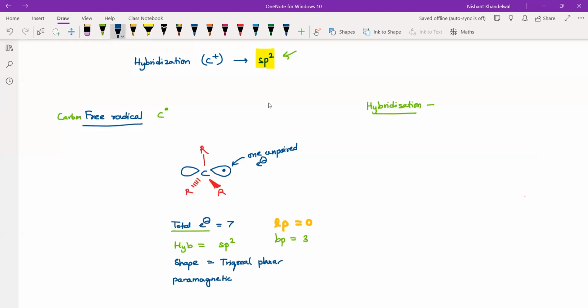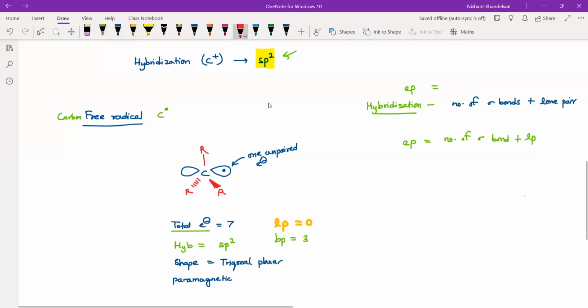You have to count the number of sigma bonds. Do you know what sigma bonds are? So the number of sigma bonds, and you have to add lone pair. This is the formula for hybridization: electron pair is equal to the number of sigma bonds plus lone pair. So this is the formula we will use.